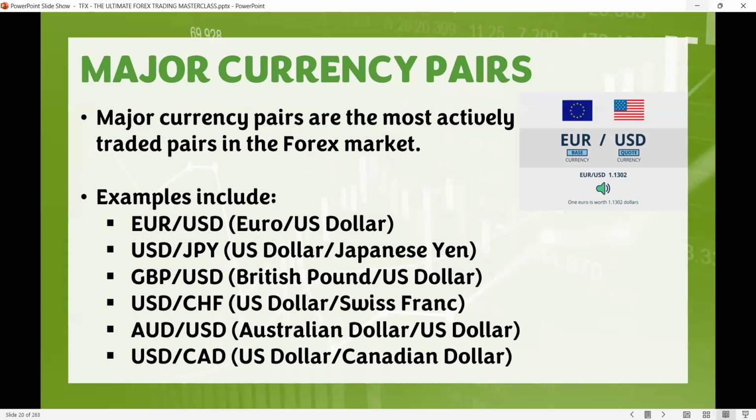Then the JPY means Japanese yen. GBP means Great Britain pound. USD means US dollar. CHF means Swiss franc. That is what is spent in Swiss. This is the Aussie dollar. AUD means Australian dollar. And then CAD means Canadian dollar.